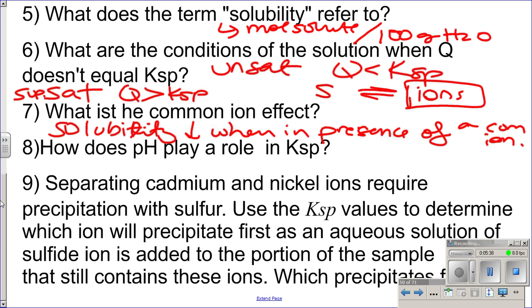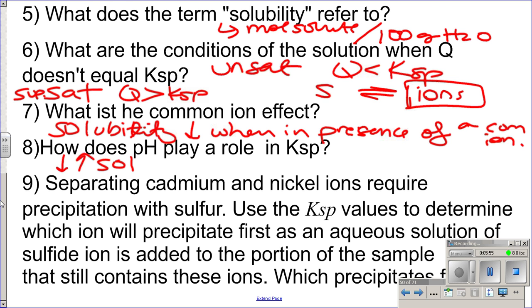How does pH play a role? Anybody have any idea? It can affect the solubility. Just like temperature can affect the solubility, pH can affect the solubility. So it can either increase or decrease the solubility depending on the situation. We're going to do some situation-based practice here in a second.